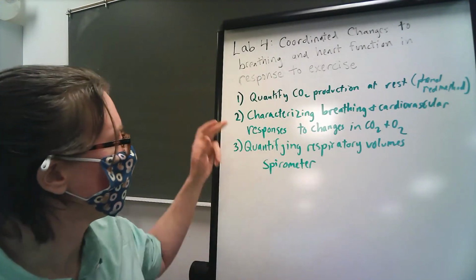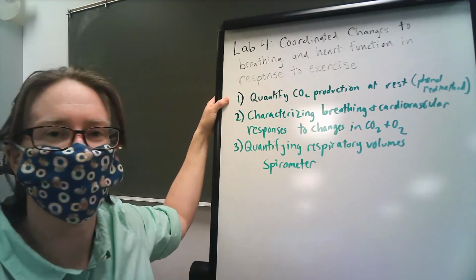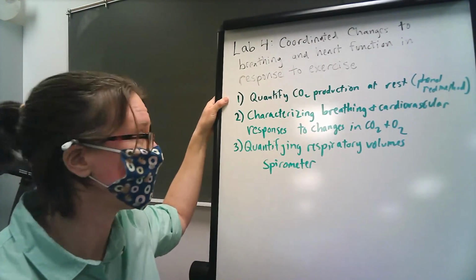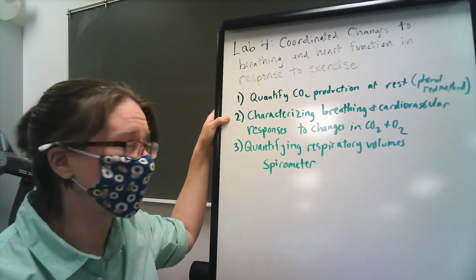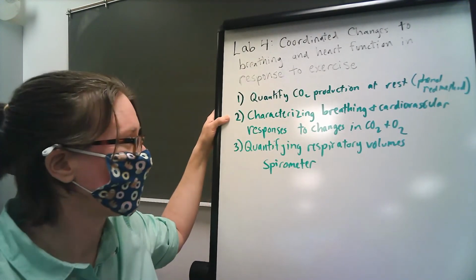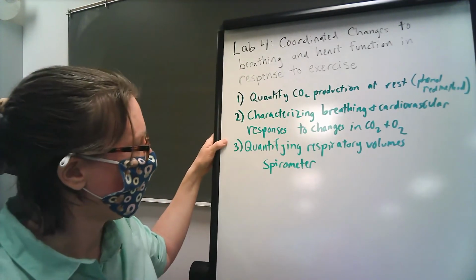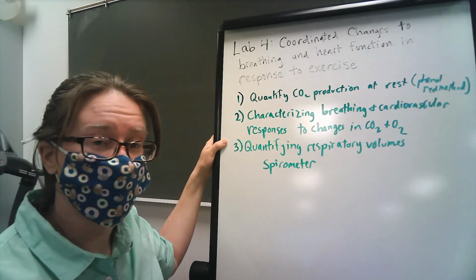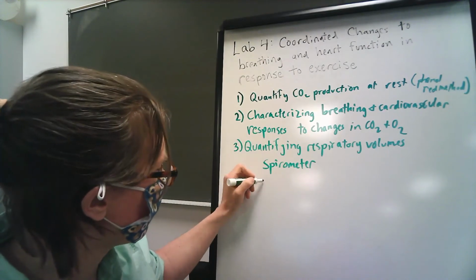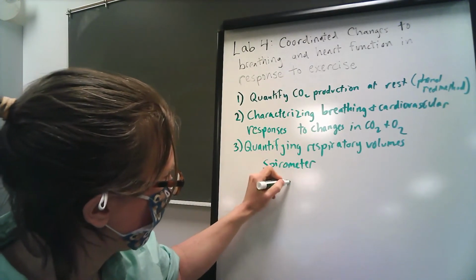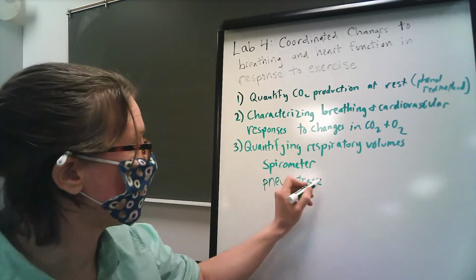Okay, so I've showed you how you can use a phenol indicator solution to quantify carbon dioxide production at rest. Showed you how you can characterize breathing and cardiovascular responses to simultaneous changes in carbon dioxide and oxygen. Shown you that you can use a spirometer to quantify respiratory volumes, or you can use a pneumotrace unit to get relative changes.